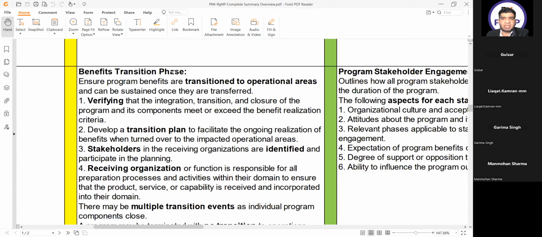Then we have benefit transition phase. Ensure program benefits are transitioned to operational areas and can be sustained once they are transferred.